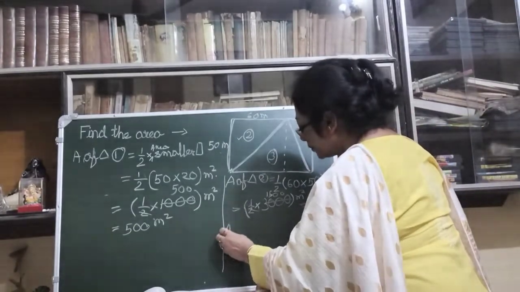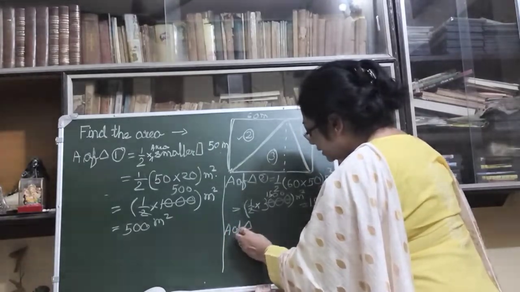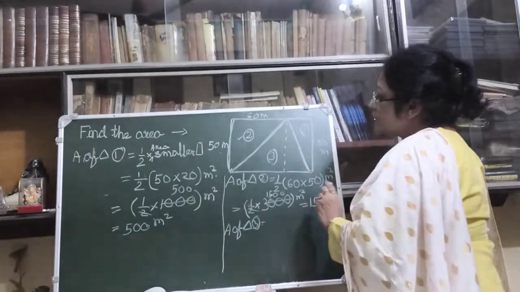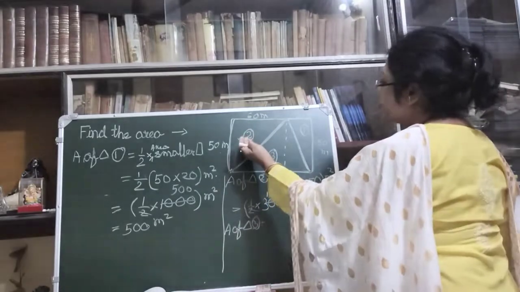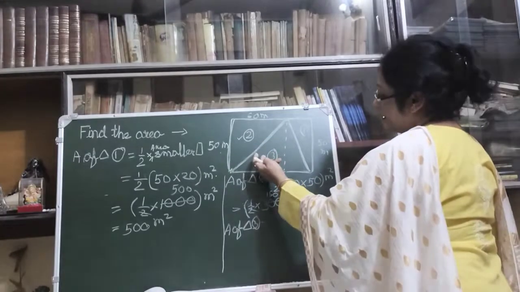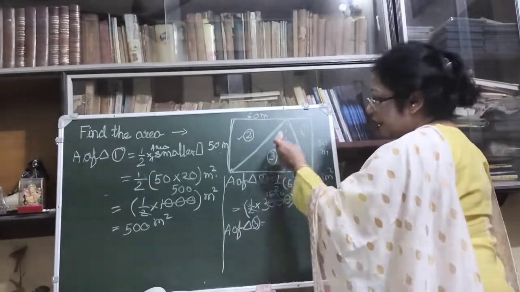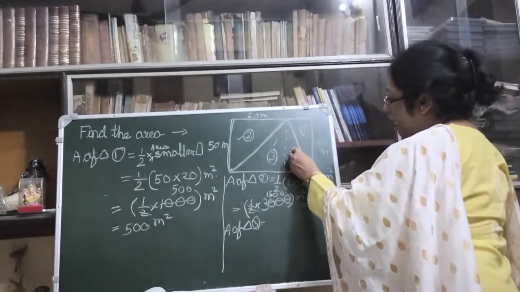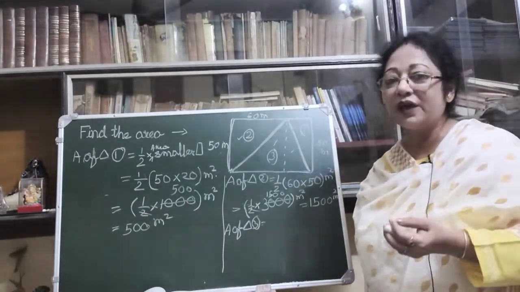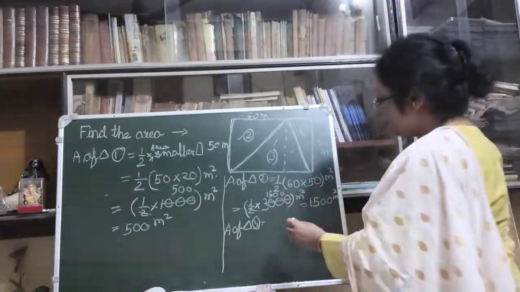Area of triangle number 3. Okay. So, you see, half of the area of this bigger rectangle, and half of the smaller rectangle, if we add them, easily we can find out the area of this third triangle, right? So, we will find out.